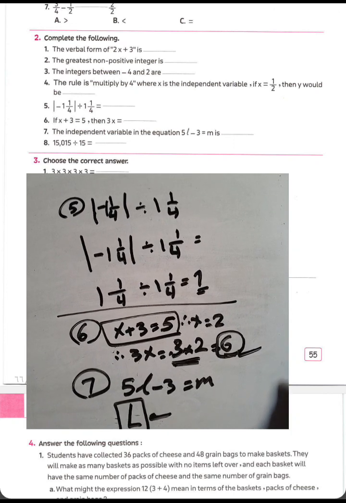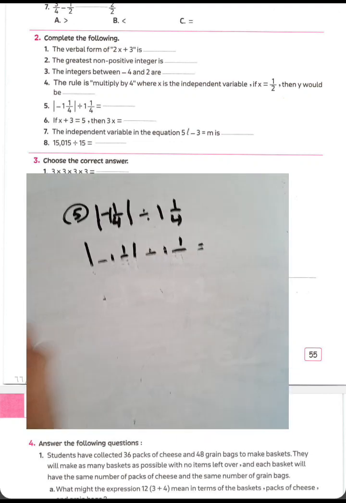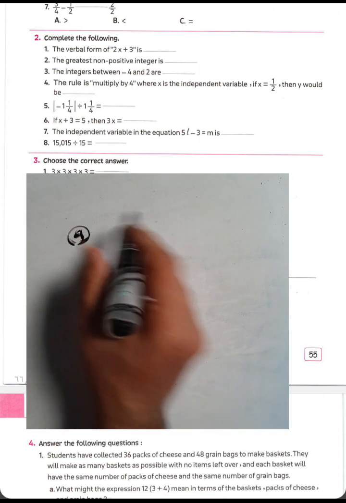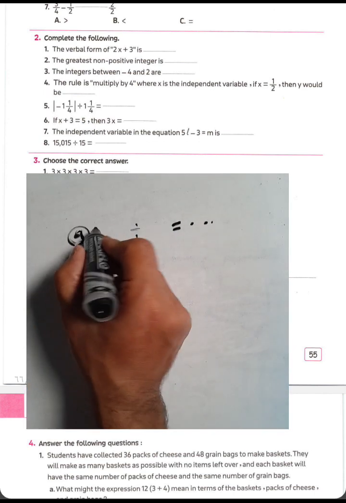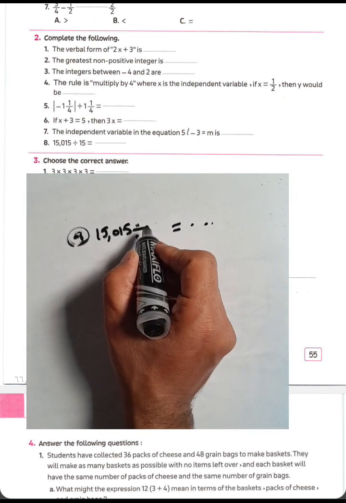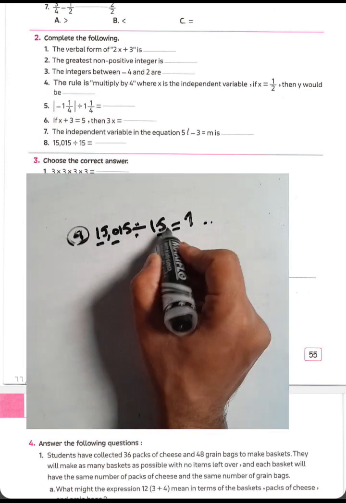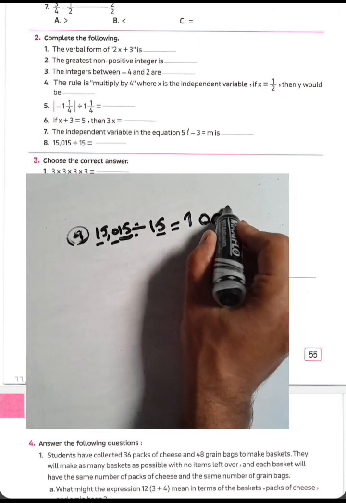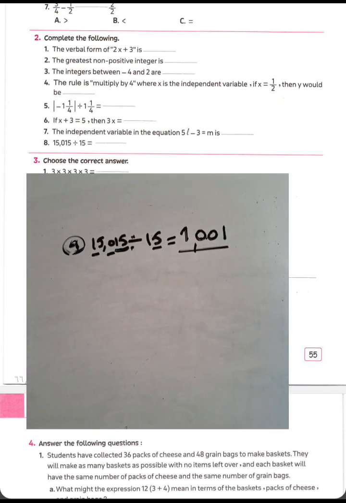Question number 8, you want to find the result of 15,015 divided by 15. We know if you want to find the result of an example like this, what will be the first step? Look at the left hand side. We have 15,015 divided by 15. Look at it with me, 15 divided by 15 equals 1, and 0 divided by 15 equals 0. 1 divided by 15 equals 0, and 15 divided by 15 equals 1. Then the result will be 1001. Okay, that was question number 8.